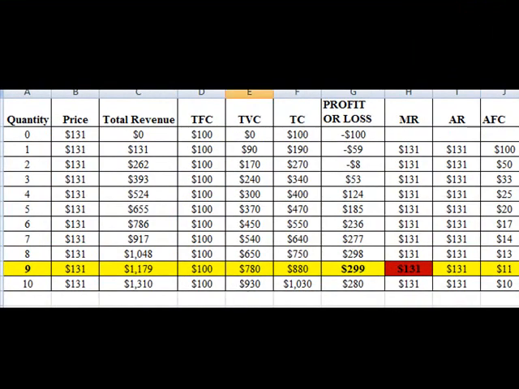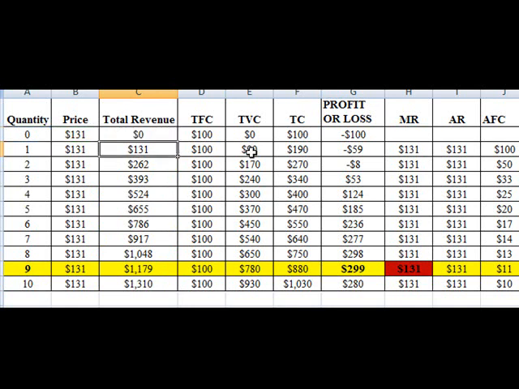In this particular example, we've got a column where we're looking at quantity, and quantity can go from 0 to 10. And we find that the price is $1.30 at each individual unit of production. So when I'm going to find revenue, I find price times quantity. So I would take column A times column B to get C.